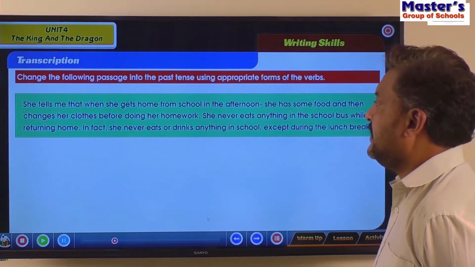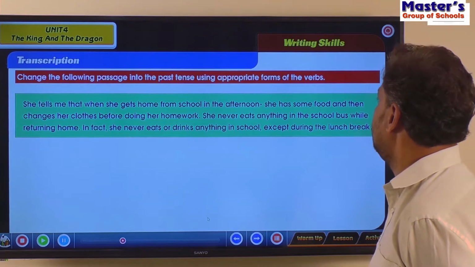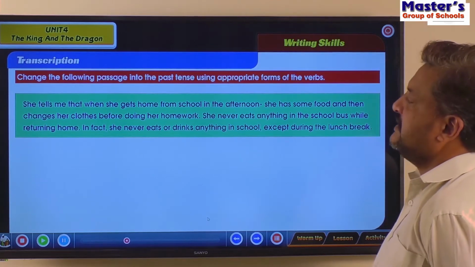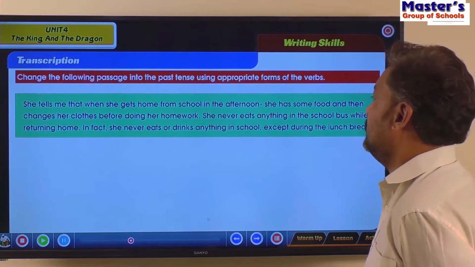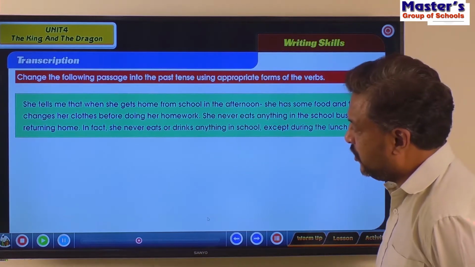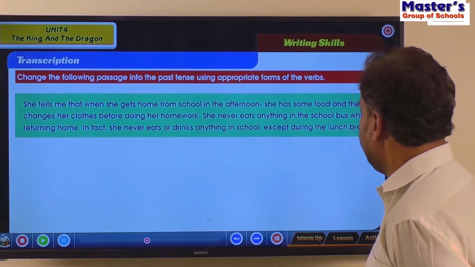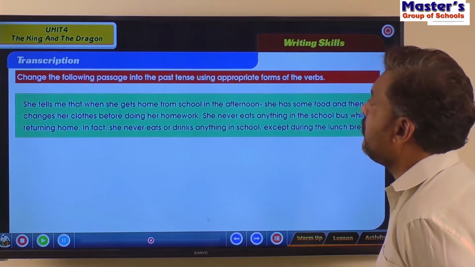She tells me that when she gets home from school in the afternoon, she has some food and then changes her clothes before doing her homework. She never eats anything in the school bus while returning home. In fact, she never eats or drinks anything in school except during the lunch break.